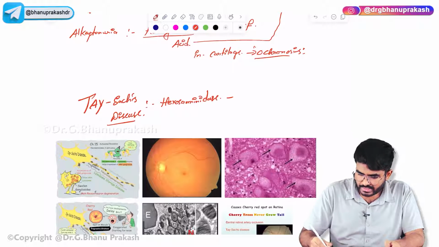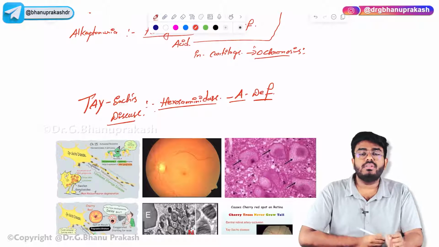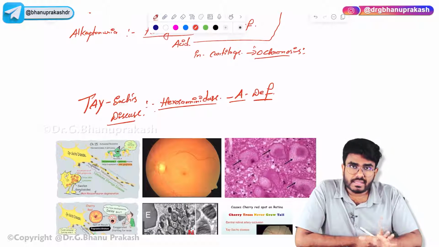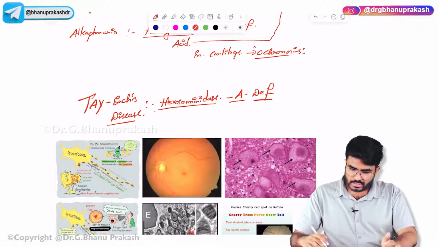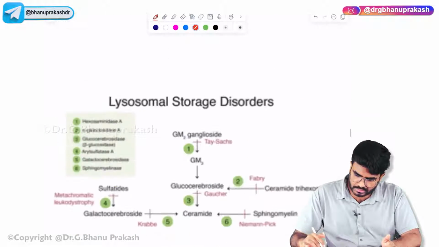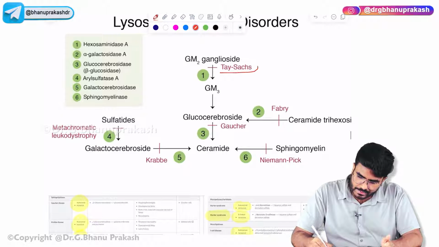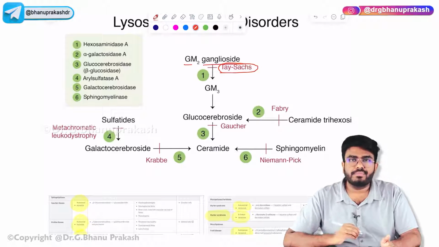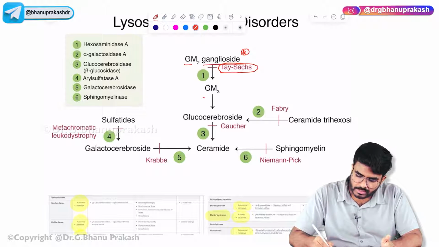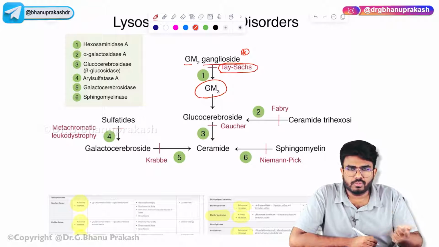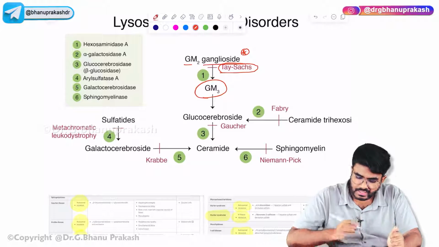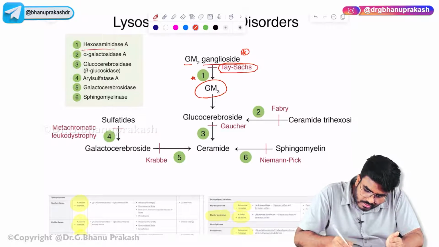So, hexosaminidase A deficiency. There is this enzyme called hexosaminidase. Look here in the lysosomal storage disorders, see, Tay-Sachs. Normally the GM2 ganglioside is supposed to be converted into GM3 ganglioside. GM2 should be converted to GM3 ganglioside with the help of an enzyme called hexosaminidase A.